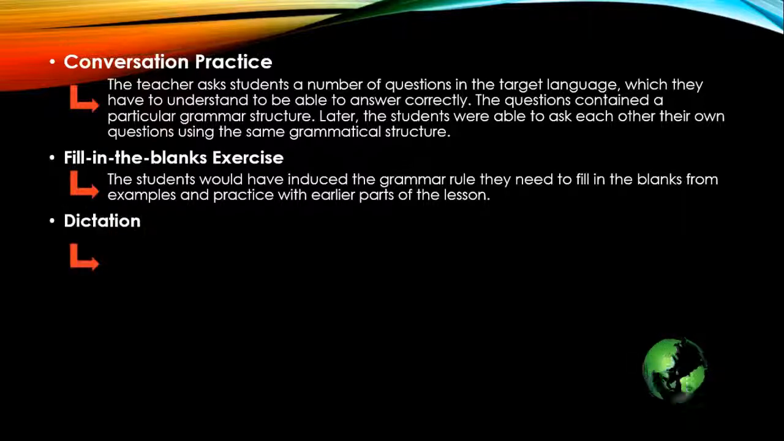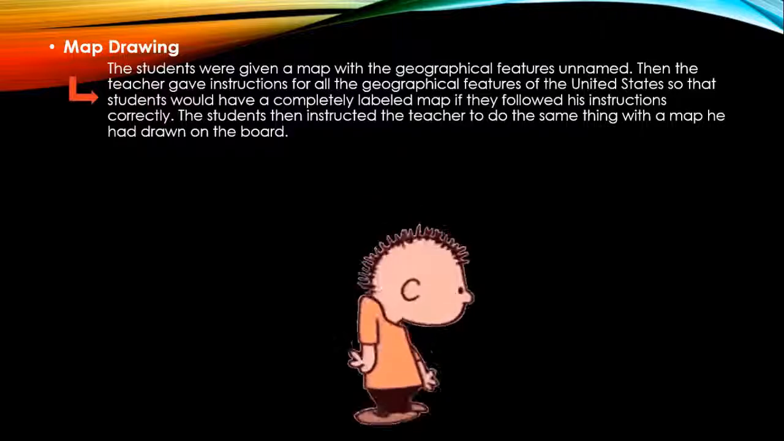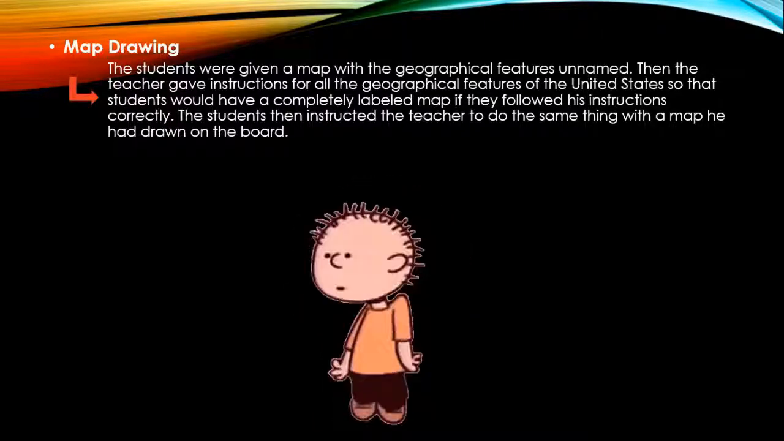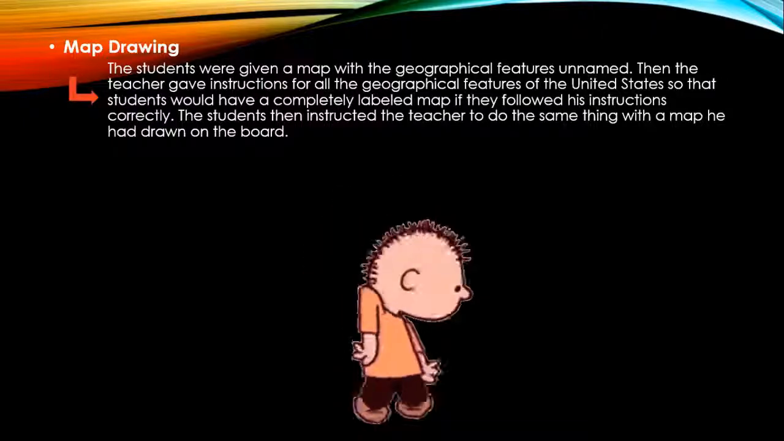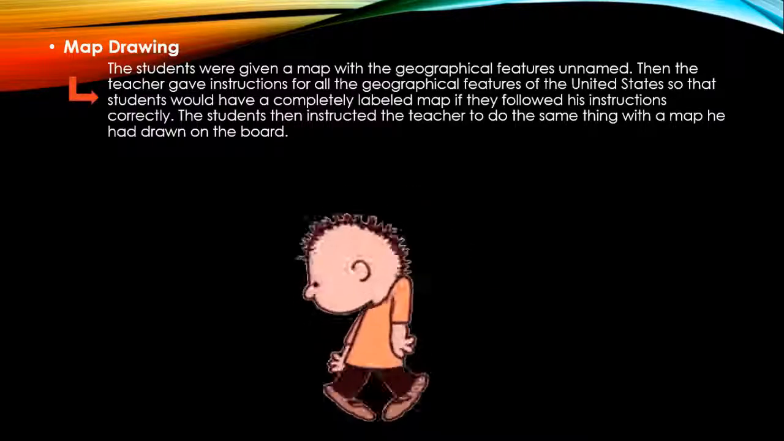Dictation. The teacher reads the passage 3 times. The first time the teacher reads it at a normal speed, while the students just listen. The second time he reads the passage phrase by phrase, pausing long enough to allow students to write down what they have heard. The last time the teacher again reads at normal speed and the students check their work. Map drawing. The students were given a map with the geographical features unnamed. Then the teacher gave instructions for all the geographical features of the United States so that students would have a completely labeled map if they followed his instructions correctly. The students then instructed the teacher to do the same thing with a map he had drawn on the board.